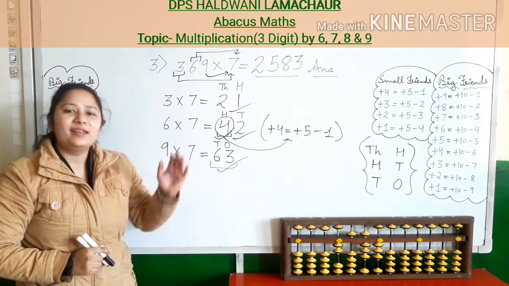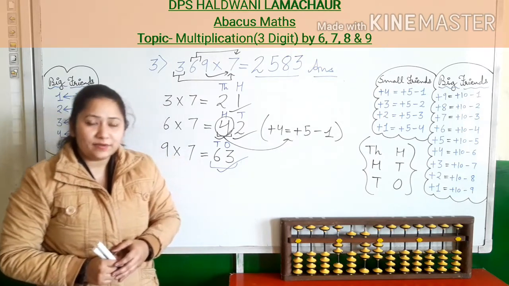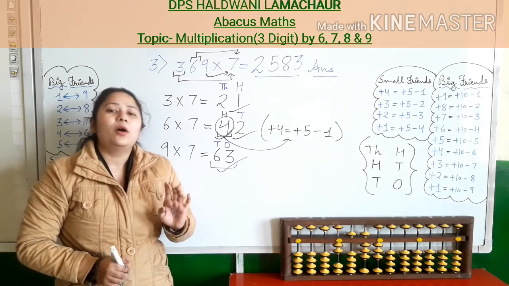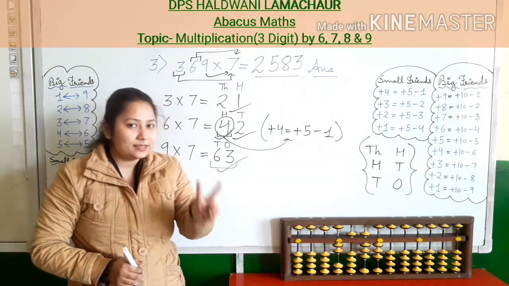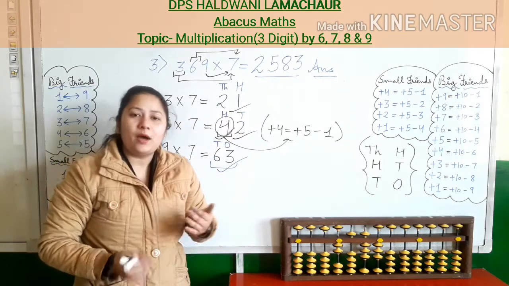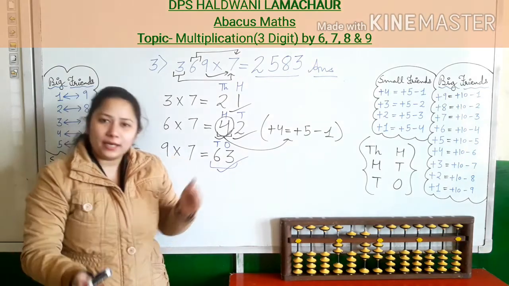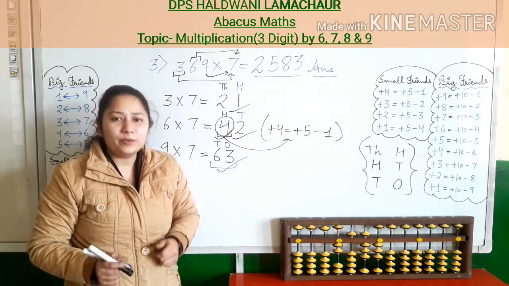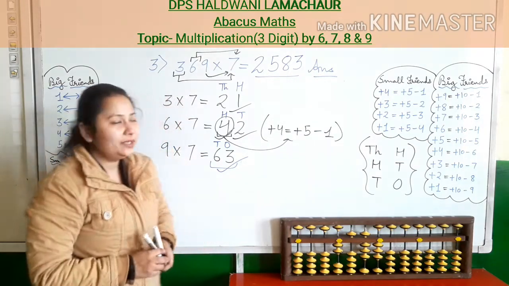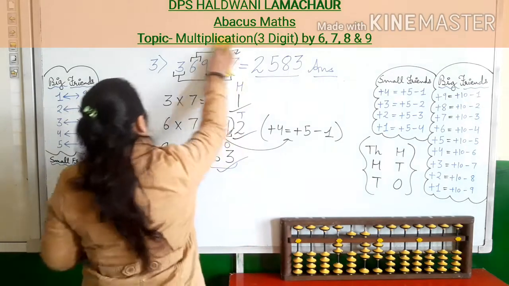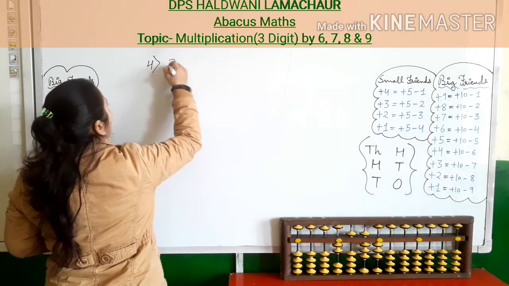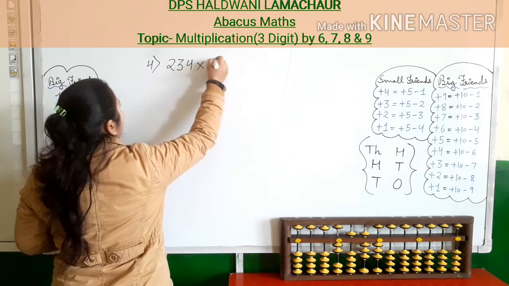Now we will move to the next sum of multiplication by 7. Students, please watch the video till last, because we will do the sums of multiplication by 6, 7, 8 and 9. This time we are doing the sums of multiplication by 7. Afterwards we will do the multiplication by 8 and 9 also. So students, stay tuned and watch the video till last. Now we will move to our next sum: 234 into 7.